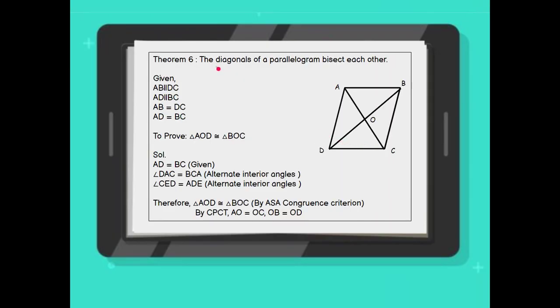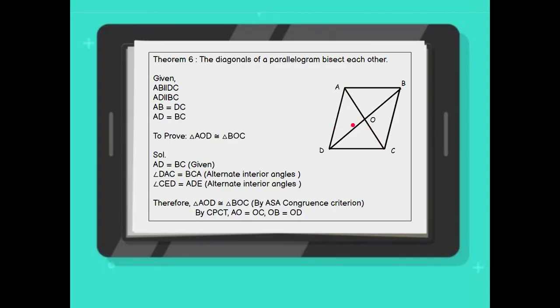Going to the next theorem. The diagonals of a parallelogram bisect each other. So here we know that AB is parallel and equal to DC, and AD is parallel and equal to BC. What we need to prove here is that AO is equal to OC and BO is equal to OD, which means that the diagonals bisect each other, or make half of each other.